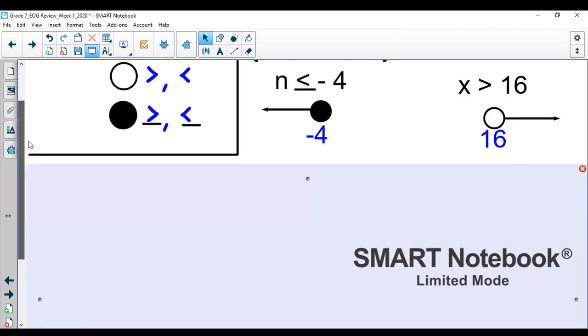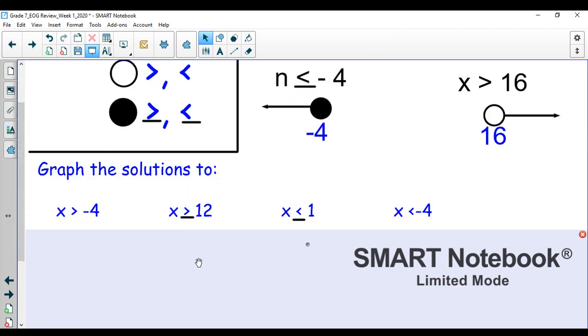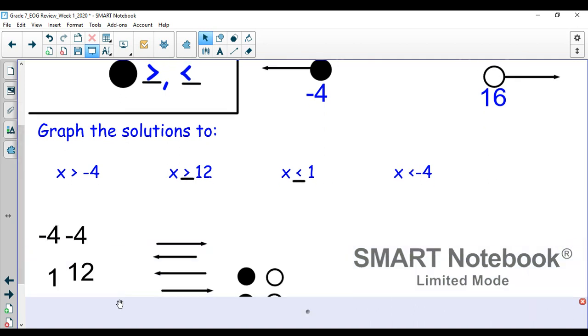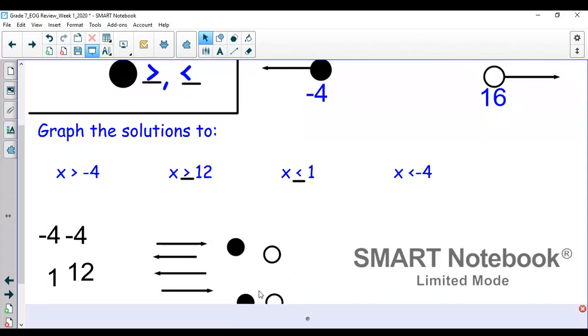Okay, on your own, here are 4 inequalities for you to graph. I've also kind of broken them apart into their pieces. So this might help you to get going if you're having trouble getting started. Pause the tape until you're done.